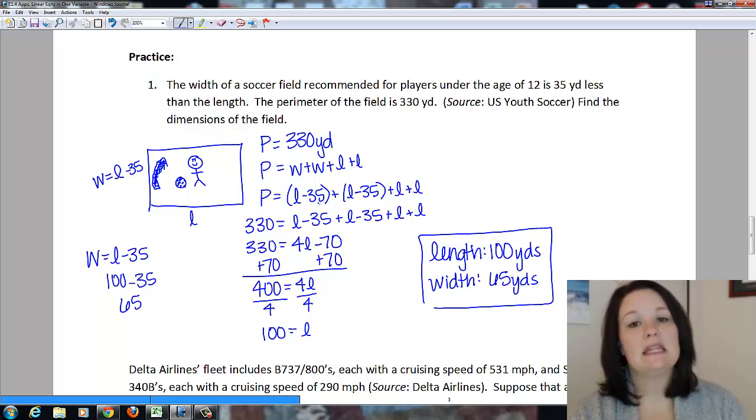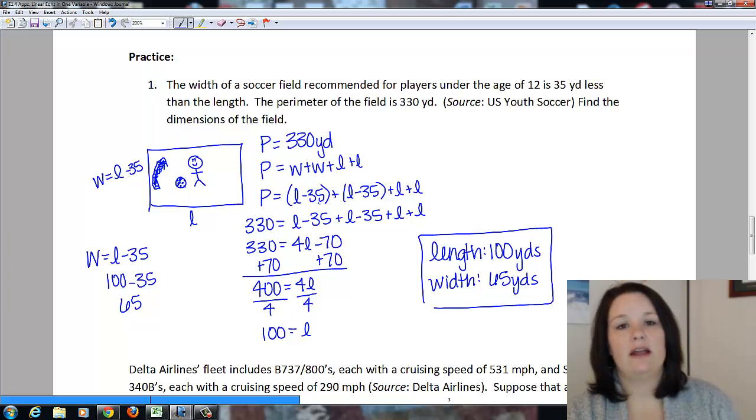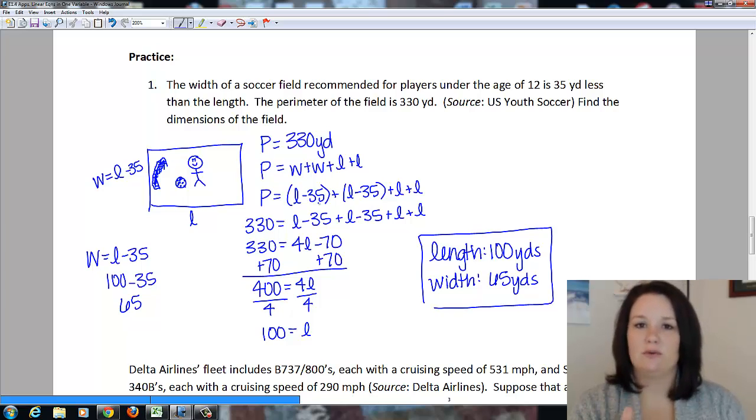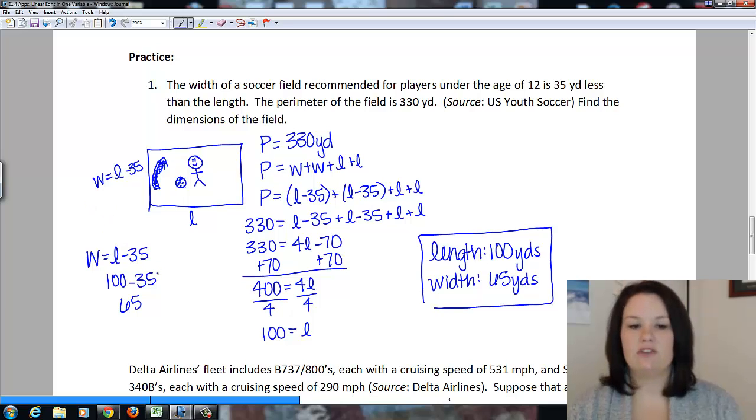So I know my length is 100 yards, and then all I have to do is plug that back into the relationship I know about L and W to figure out what W is. Again, W is L minus 35, so I take L minus 35, plug in the 100, so 100 minus 35 gives me 65, which tells me that my width is 65 yards.